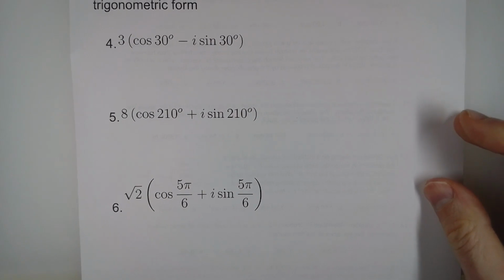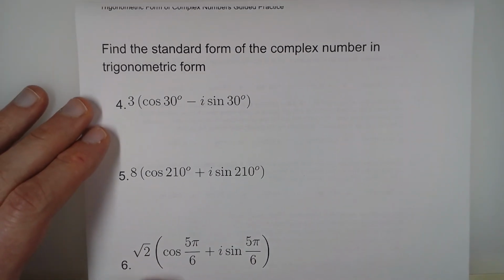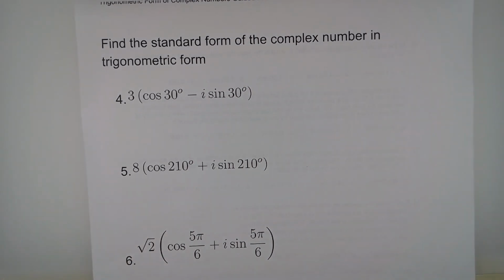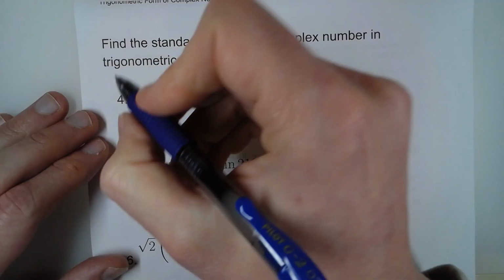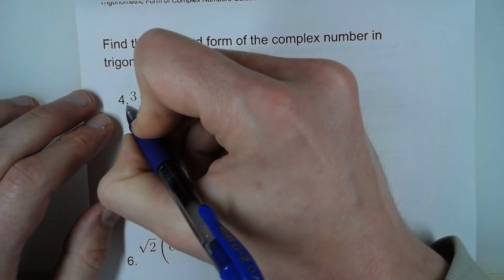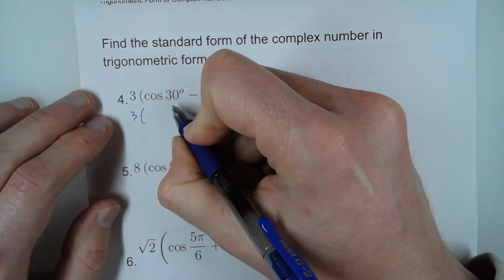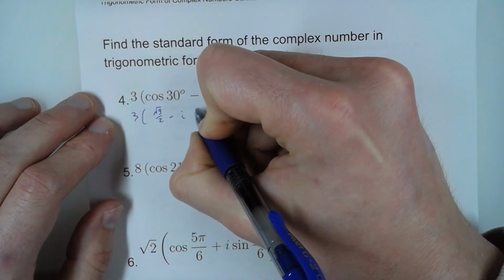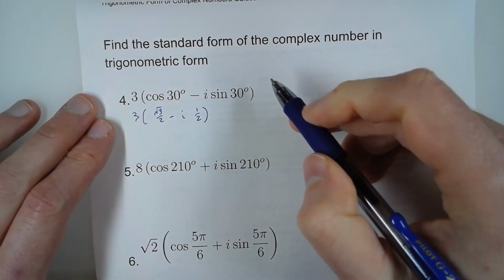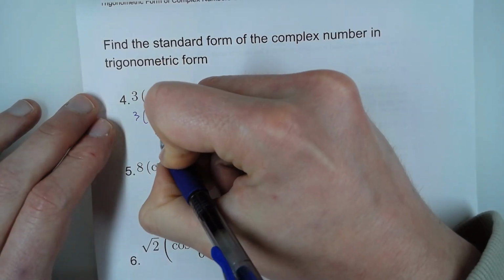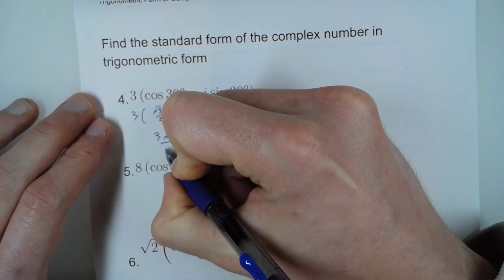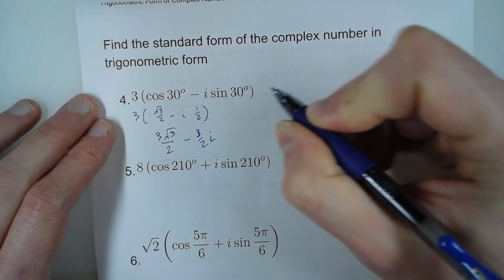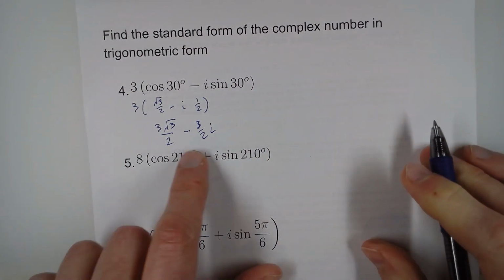All right. Now on the flip side, now we have these in trigonometric form. Now we want to write them in standard form. So what we do is we figure out what these trig ratios are. So cosine of 30 degrees is square root of 3 over 2, and sine of 30 is 1/2. So I distribute in that 3. So I have 3 square root of 3 over 2 minus, and I'm going to put the 3 halves out front, with the i behind it. And that's all we have to do.